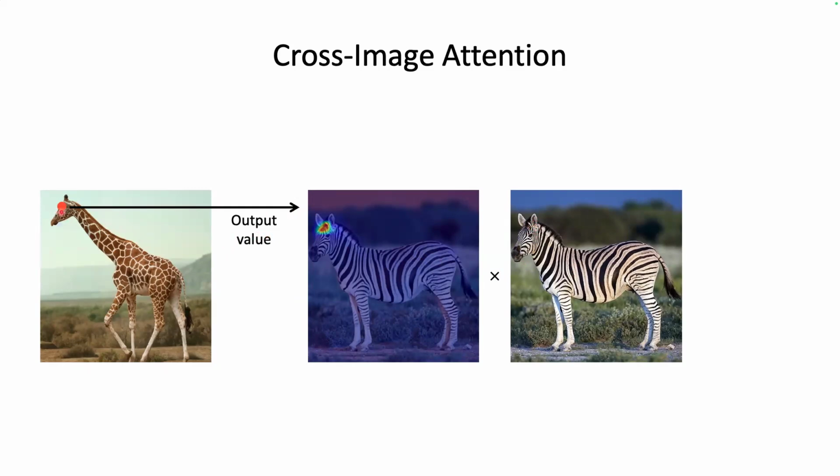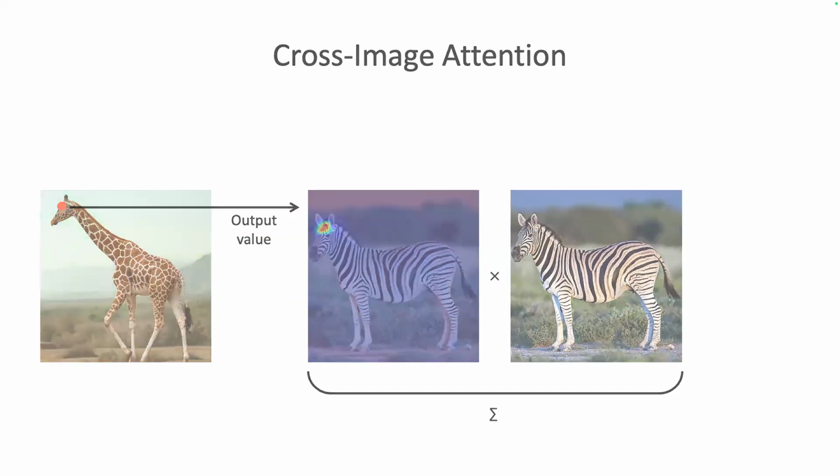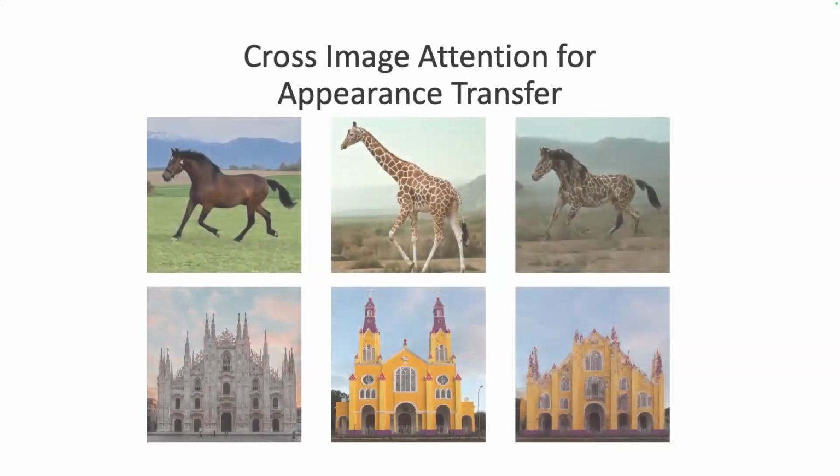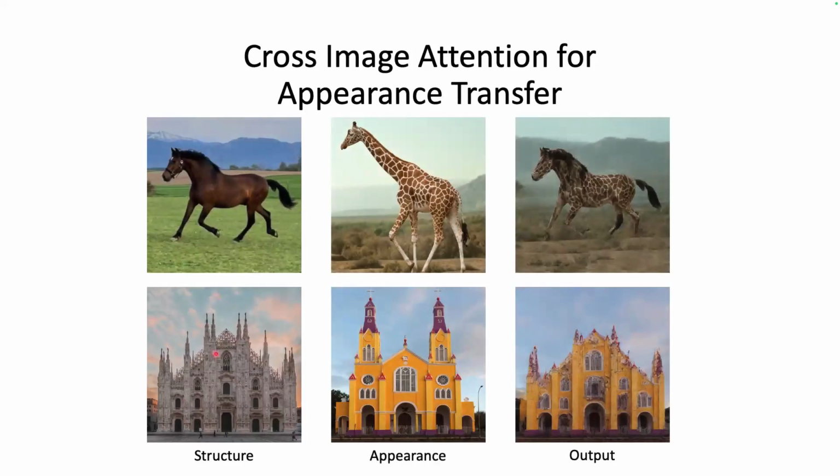So this is the intuition for why it works. Okay, so now let's see some results. On the left here, you can see structure images, in the middle appearance images, and on the right, the output images that we get by replacing self-attention layers with cross-image attention layers.